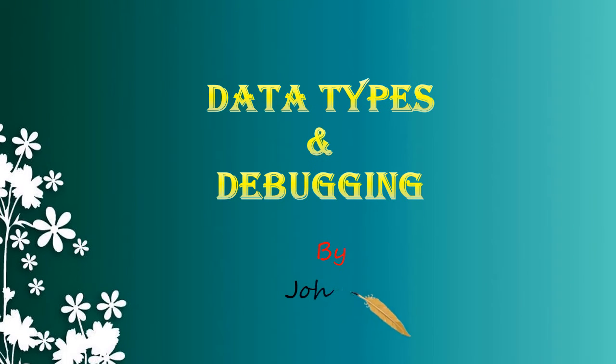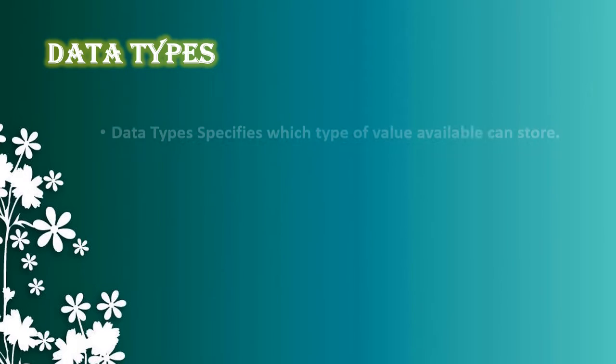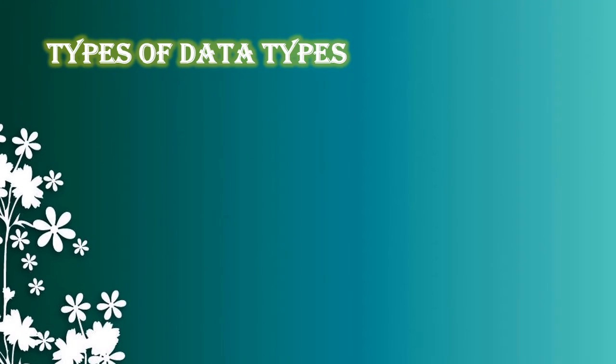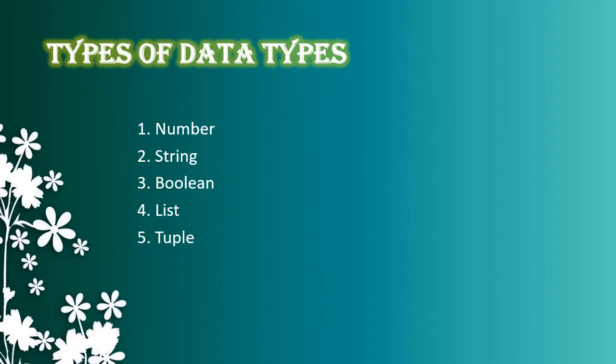In this video, we are going to see about data types in Python and debugging in Python. So data type means it's nothing but defining the types of data, and the type function is used to display what type of data it is. In Python, the following data types are available: number, string, boolean, list, tuple, set, dictionary.